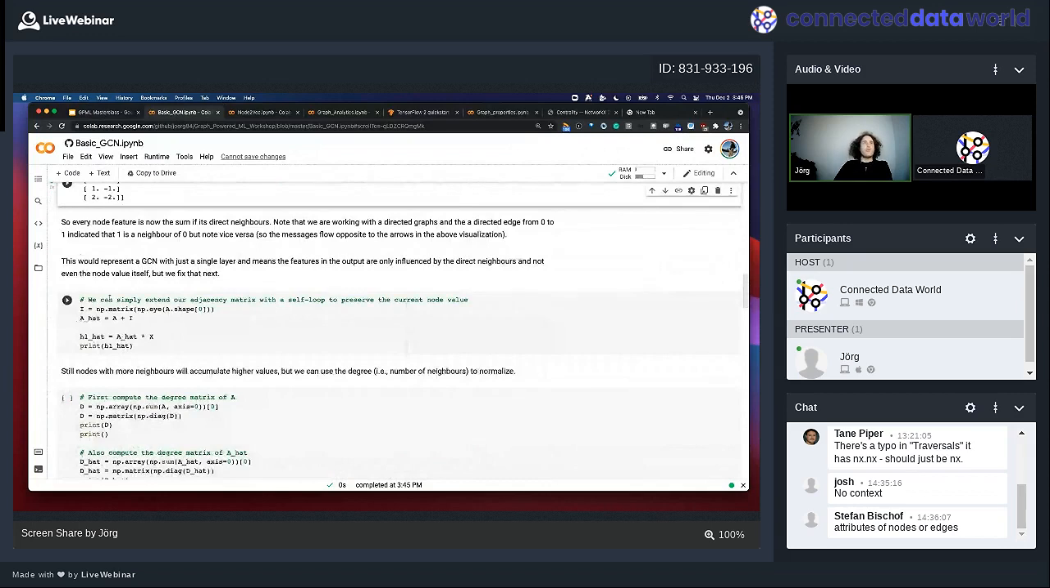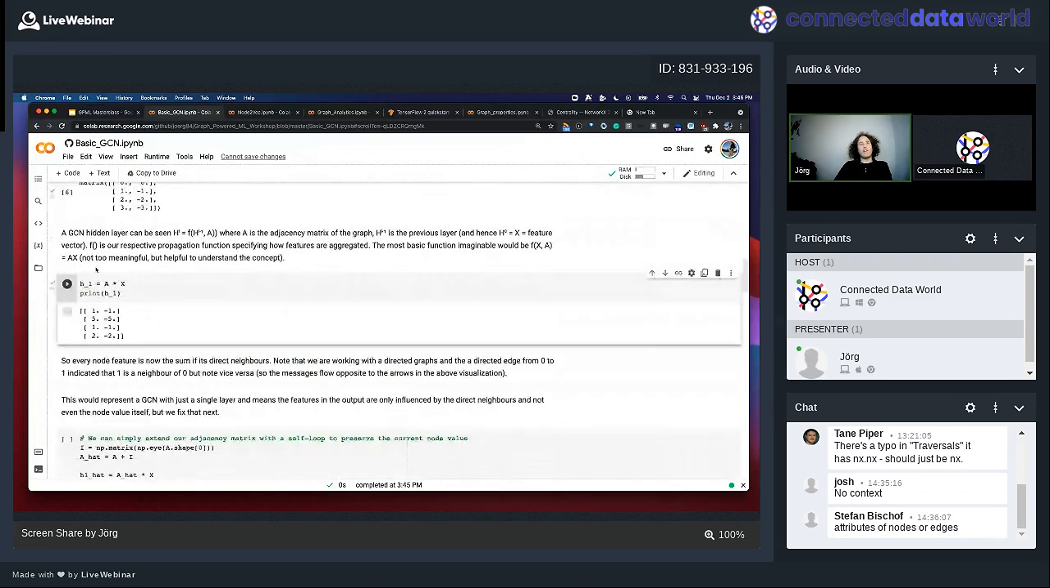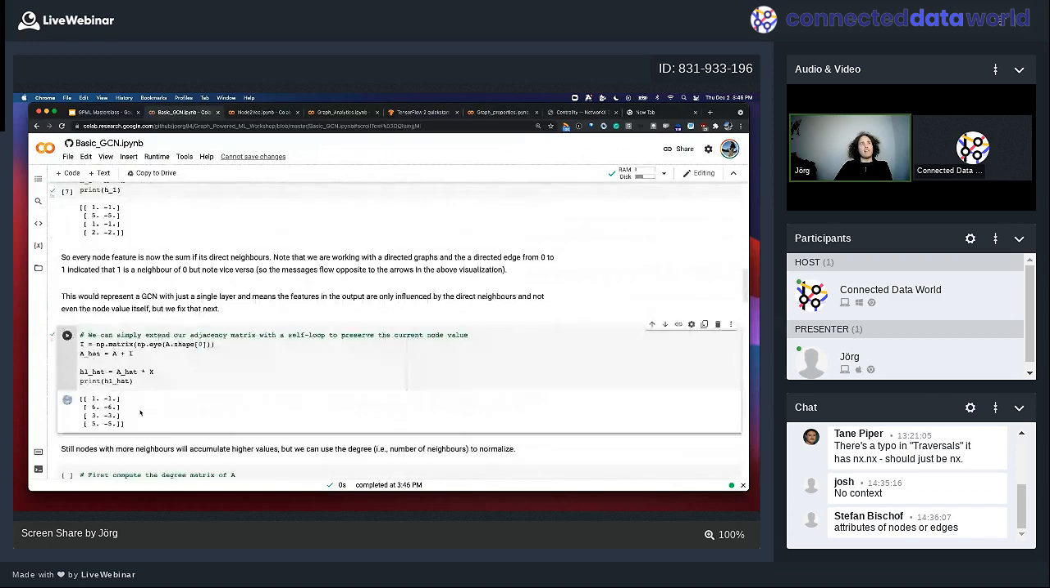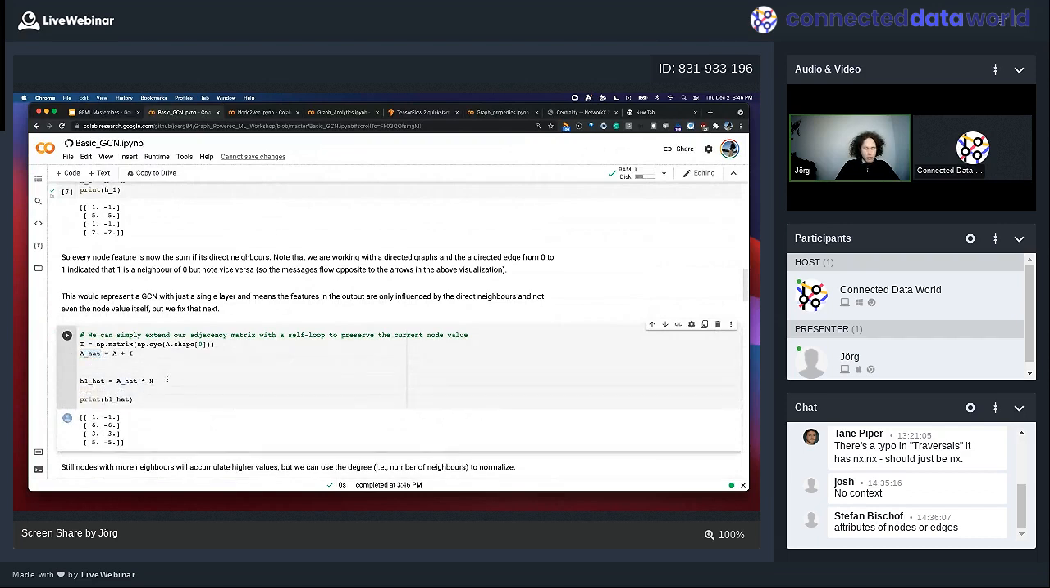Then, just to keep that all in sync, we do some more steps. For example, we add self loops, because right now we would forget our own information. If we extend our matrix, let's also print a hat, just for brevity.